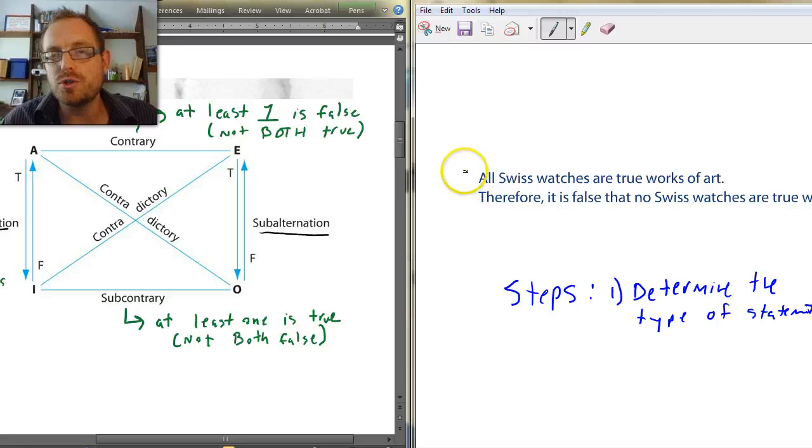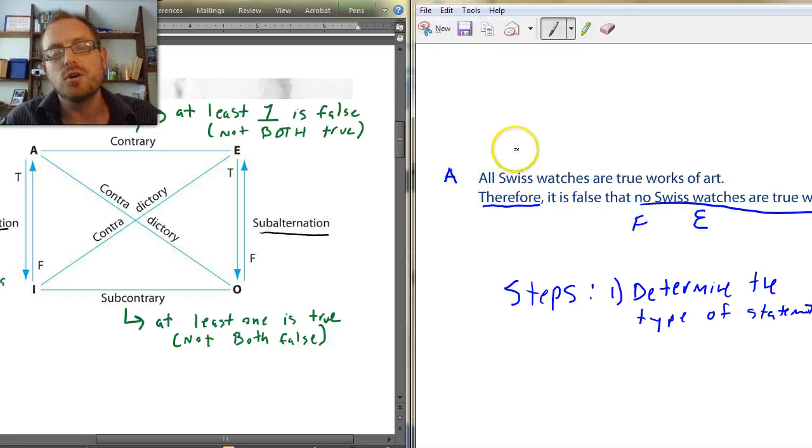Okay, now all Swiss watches, I automatically know that this is an A statement. And notice it's saying, therefore, it is false that no Swiss watches are true works of art. So this here, no Swiss watches are true works of art, this is an E statement, right? And they're saying that this claim is false. Well, let's start off with this. Remember, when you test immediate inference, you're going to assume that the premise is true.